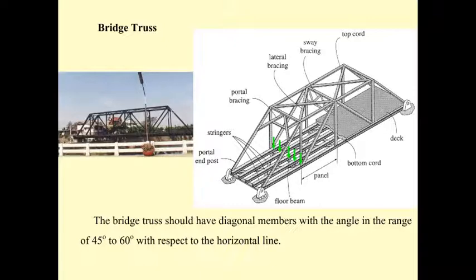In summary, the load from the deck applies to the stringer. The reaction of the stringer applies to the floor beam, and then the reaction of the floor beam applies to the joints of the truss. Okay, following this rule, the forces are going to have the same value, and the force at the support is going to be reduced by maybe half.